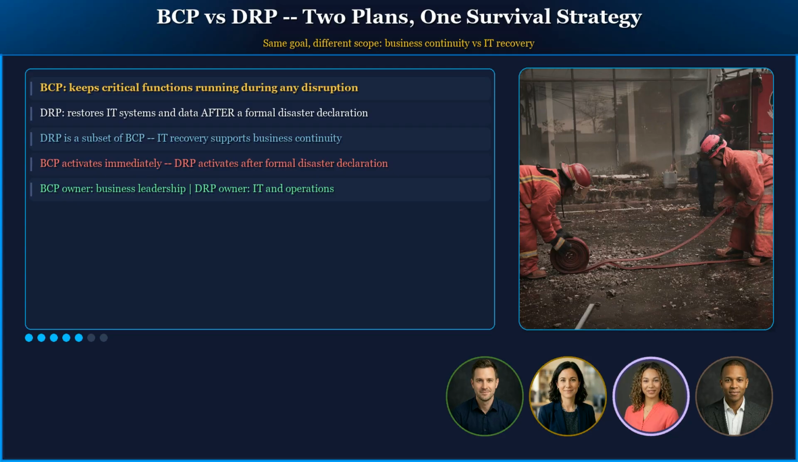And ownership matters for the exam answer choices. Business continuity plan is owned by business leadership, the people accountable for the organization's ability to operate and meet its obligations. Disaster recovery plan is owned by IT and operations, the people responsible for the technology that supports those operations. When the exam asks who owns continuity planning, the correct answer is not the CTO.